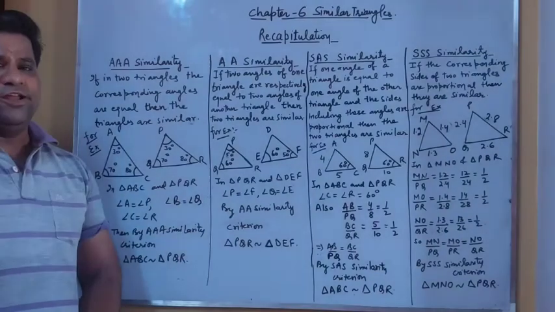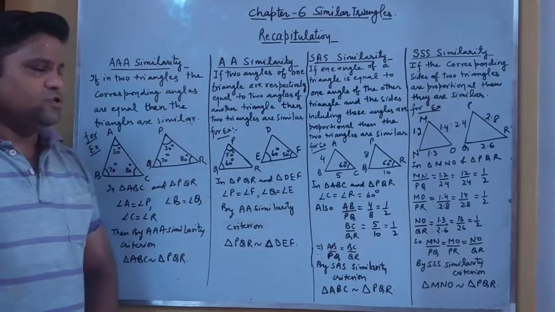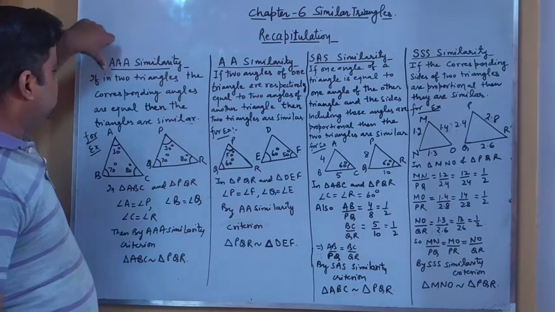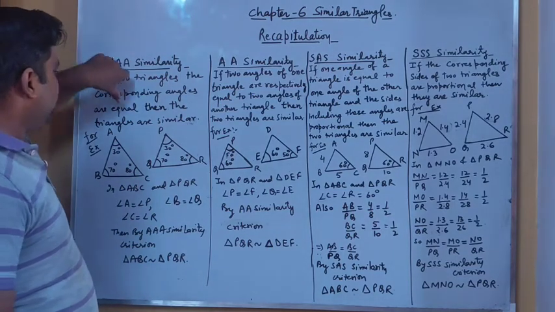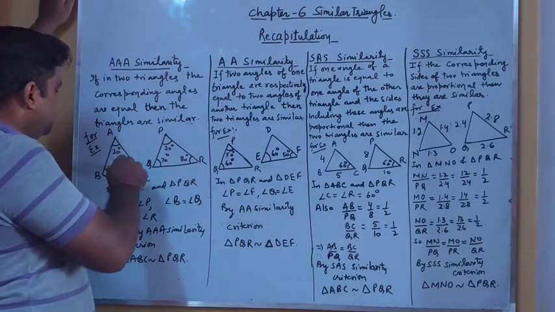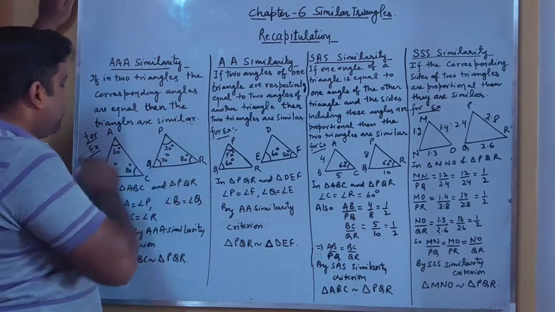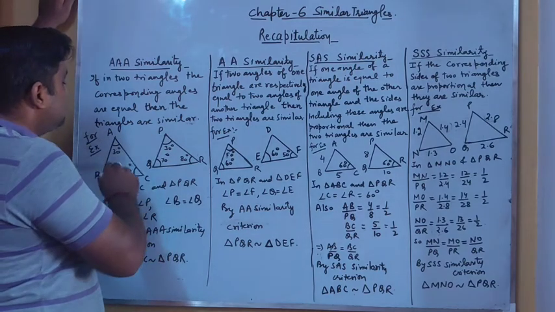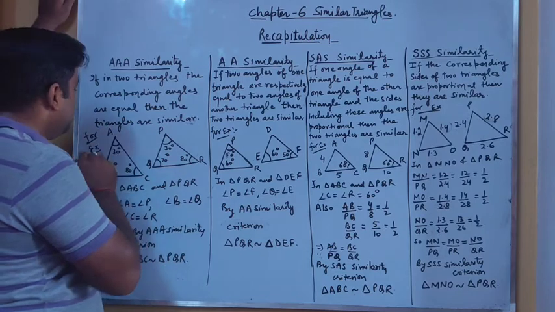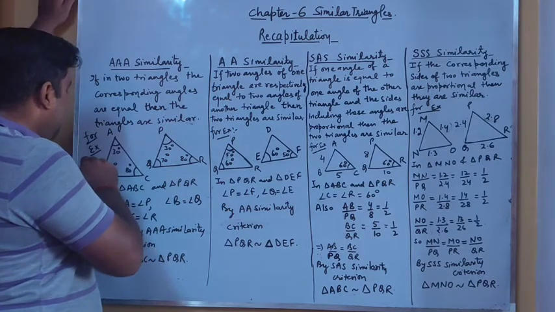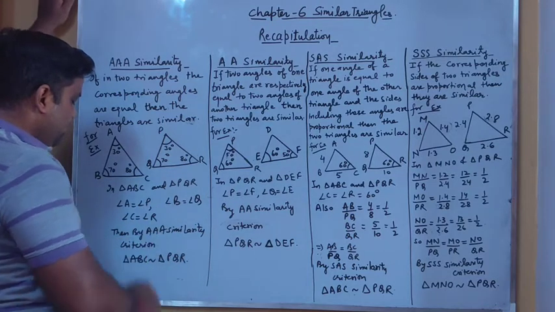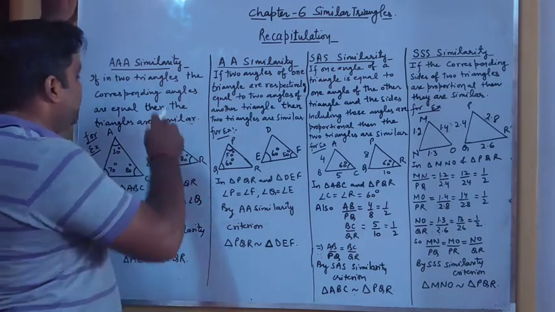Next is the topic of criteria for similarity of triangles. First is the triple similarity. It says that if in two triangles the corresponding angles are equal, then the triangles are similar. It means that if we have two triangles, that is here ABC triangle and PQR triangle, so if the corresponding angles of both triangles are equal, then we say that by triple similarity both triangles are similar. Here angle A equal to angle P, angle B equal to angle Q, and angle C is equal to angle R. So by triple similarity we can say that triangle ABC is similar to triangle PQR, which is the concept of triple similarity.